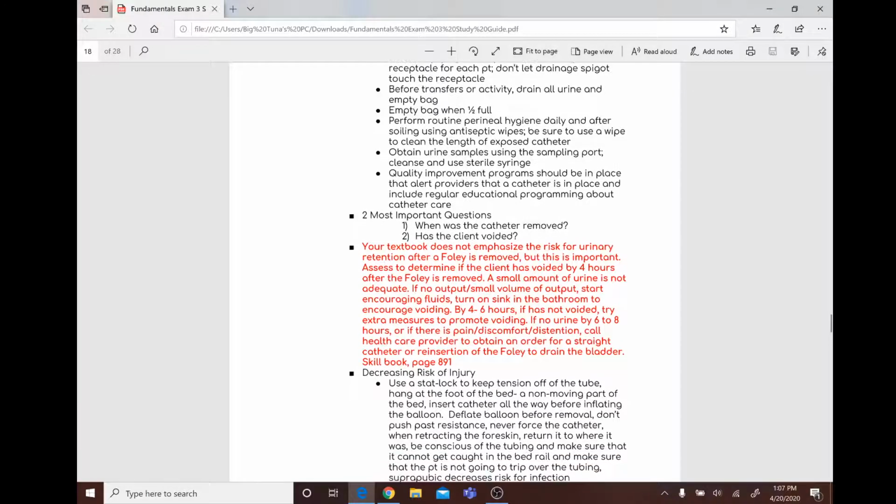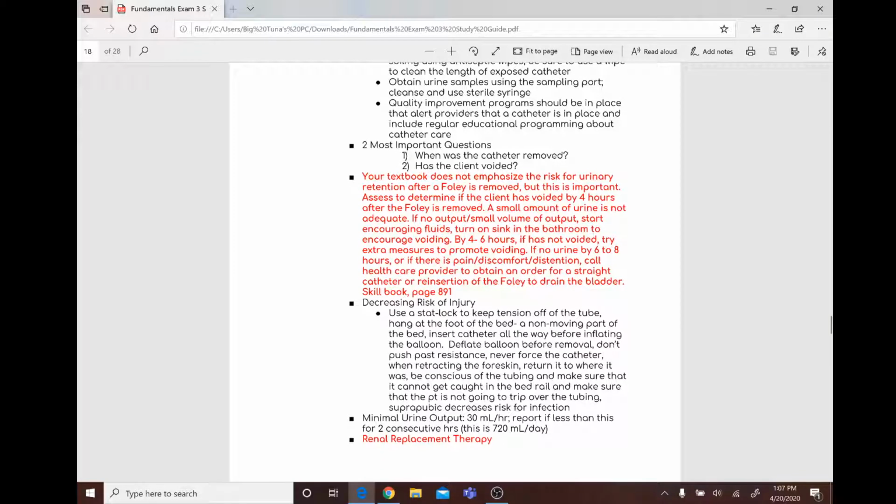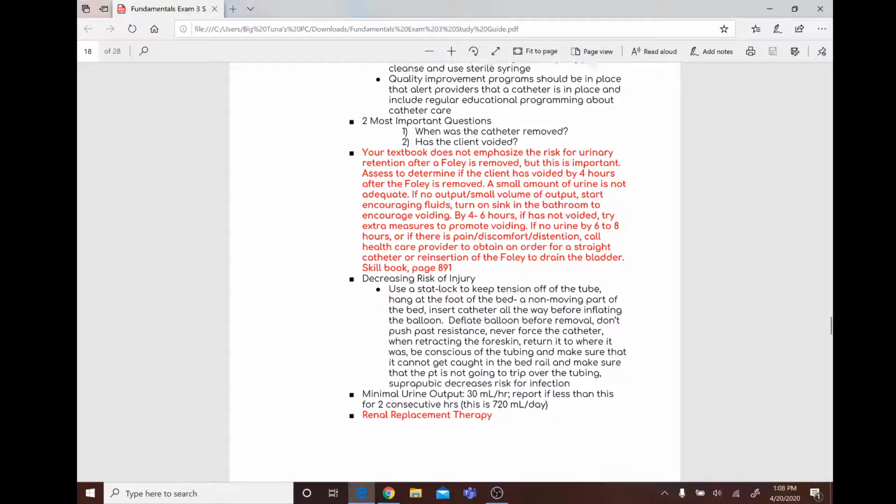So, your textbook does not emphasize the risk for urinary retention after Foley is removed, but this is important. Assess to determine if the client has voided by 4 hours after the Foley is removed. Small amount of urine is not adequate. If no output or small volume of output, start encouraging fluids. Turn on sink in the bathroom to encourage voiding. 4 to 6 hours, try more exercise to promote voiding. In 6 to 8 hours, or if there's pain, discomfort, distension, call a healthcare provider to obtain a straight cath.